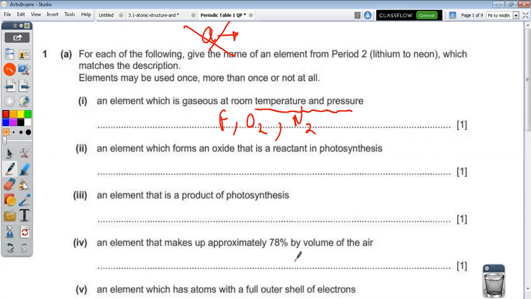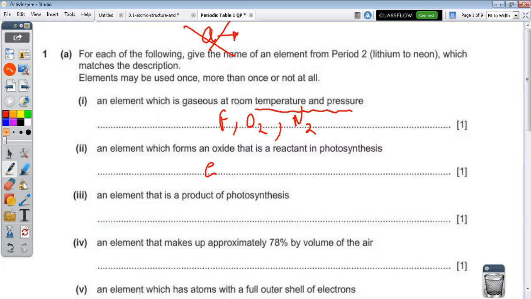Making sense? How did you get that? Now let's go to the next one. Which element forms an oxide that is a reactant in photosynthesis? Reactant means when you are reacting. So which element? Carbon, because we say carbon dioxide plus water. Carbon, C.